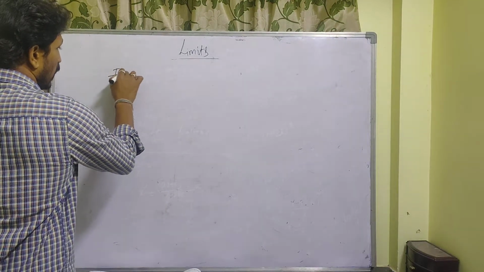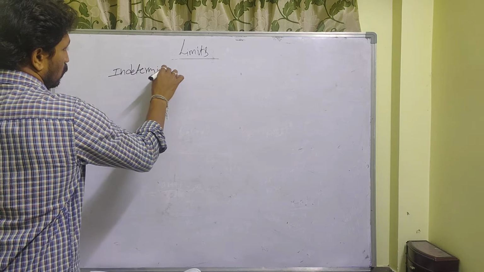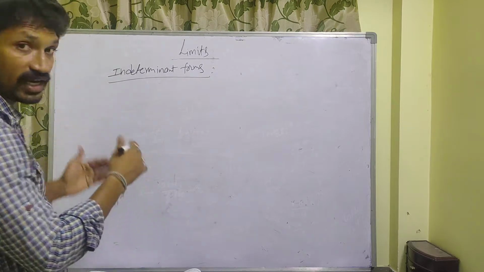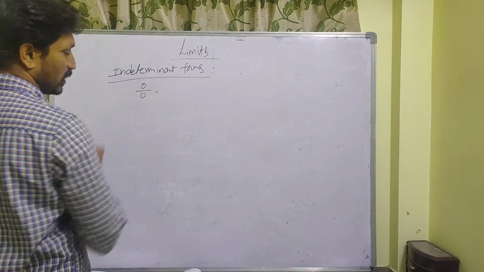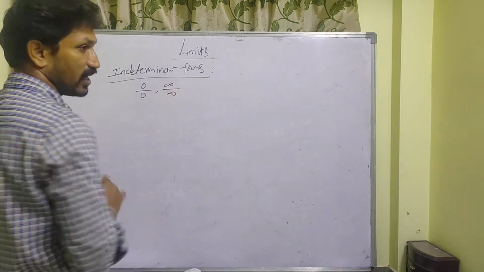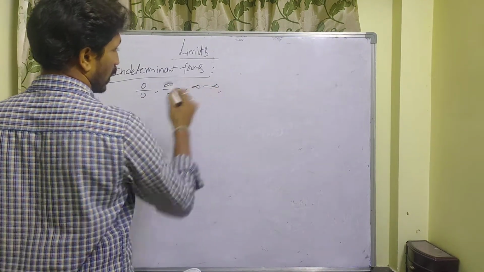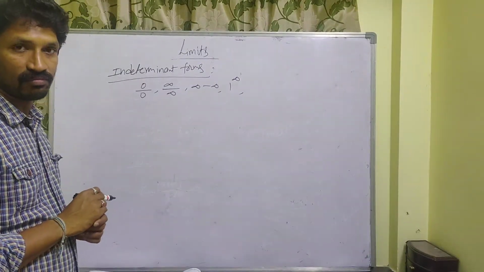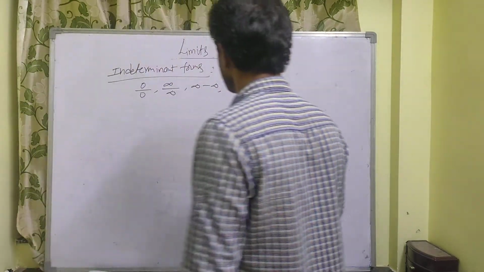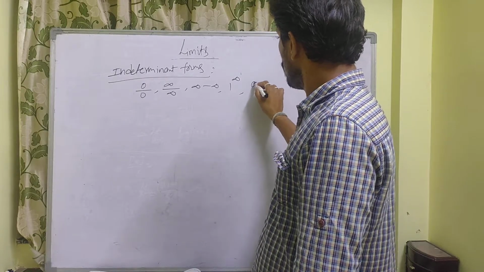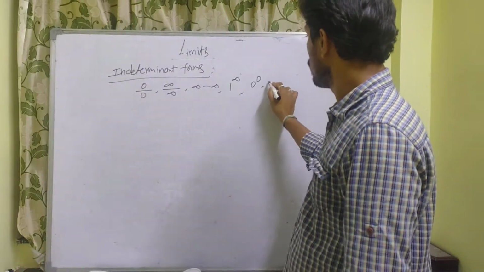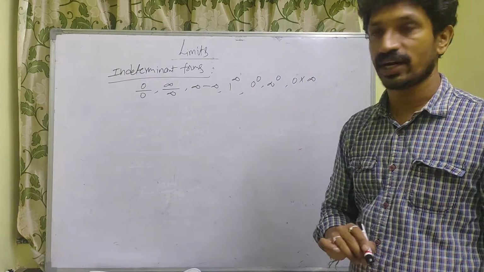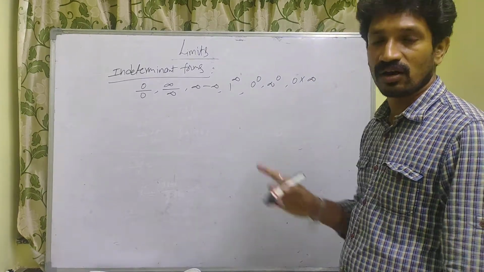Now some indeterminate forms. We have some indeterminate forms we know very well: 0 by 0 is an indeterminate form, infinite by infinite, infinite minus infinite, 1 power infinite, 0 power 0, infinite power 0, and 0 into infinite are indeterminate forms. Okay, these 7 are indeterminate forms.